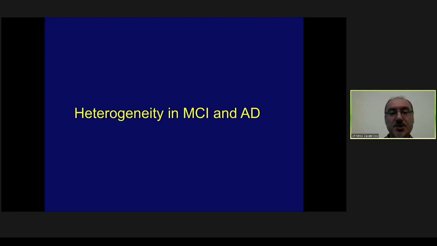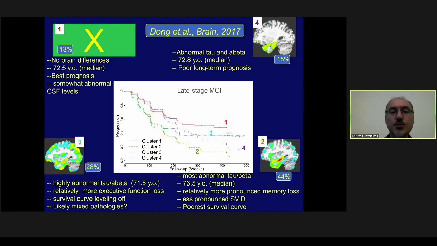And one of them was in heterogeneity in MCI and AD, where we actually, even in ADNI, which is a fairly homogeneous set of subjects compared to the general population of older people, especially people with MCI and AD. But even in this population, we found that there are 4 subtypes in MCI and AD. 44% of them had full-blown AD type of atrophy. 15% had this very focal hippocampal and medial temporal lobe atrophy.